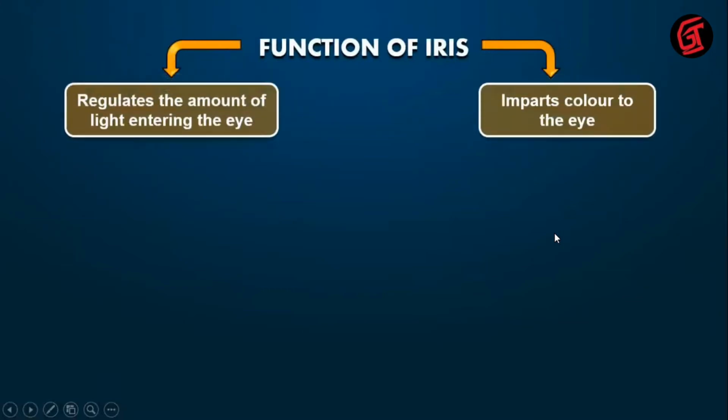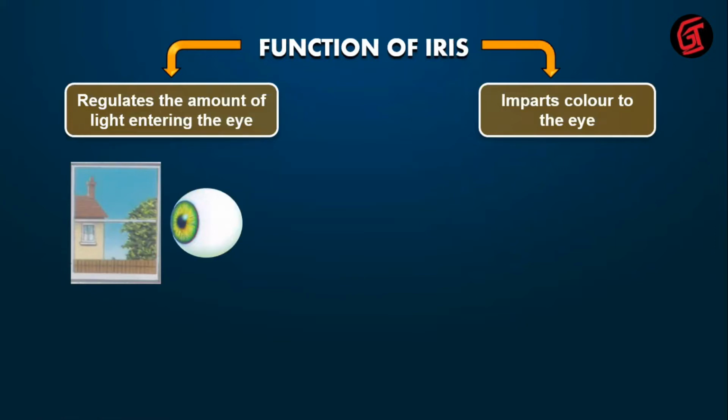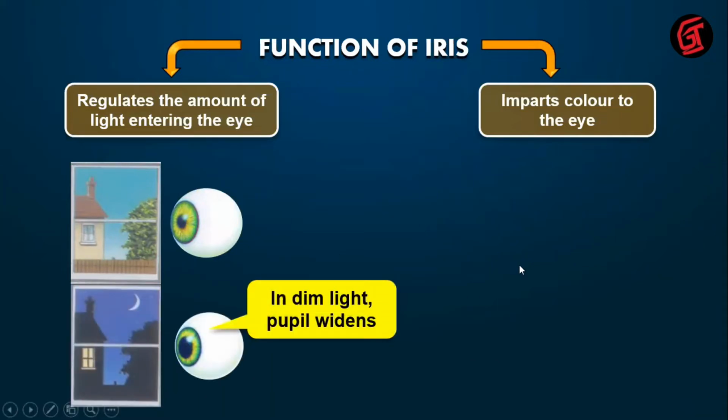What does the iris do? It regulates the amount of light entering the eye. So it takes care of our eyes by managing how much light goes to the retina. It imparts color to the eye as well. In bright light, the pupil contracts, and if the light is dim, the pupil widens. You can even check this: shine a torch and watch how the pupil becomes small when there is too much light. If the light is dim, the pupil becomes wide.